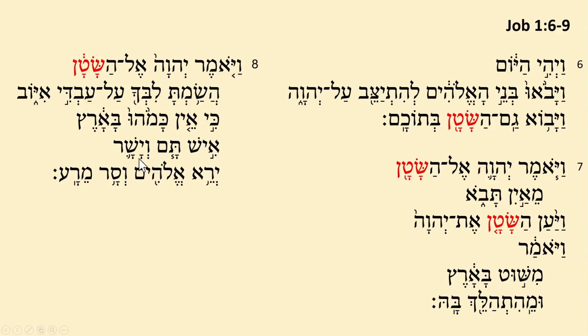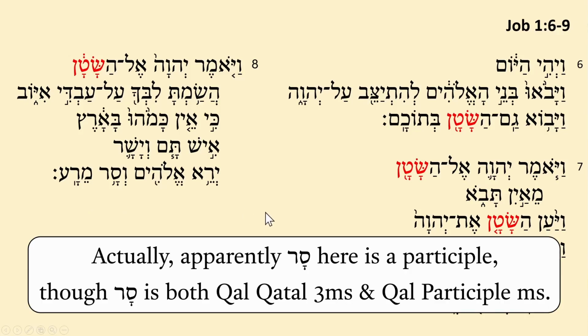Ish tam v'yashar, a man complete, a man wholesome, a man with integrity and uprightness, okay? Yirei Elohim v'sar mera. This is actually an adjective here. Fearing God and turning aside, this is himself turning aside, qatal, from evil. That's how he characterizes what it means to be tam v'yashar. Fearing God and turning from evil. You fear God and you turn from evil.